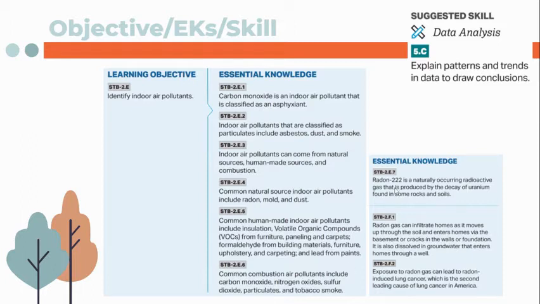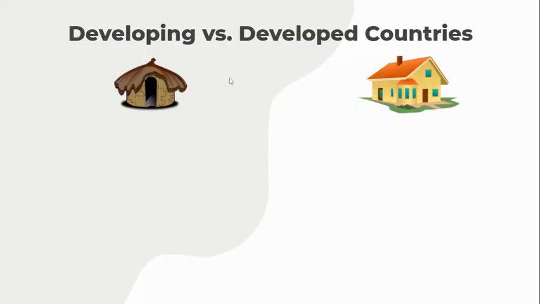Radon 222 is a naturally occurring radioactive gas that is produced by the decay of uranium found in some rocks and soils. So that's an important one. It can infiltrate homes as it moves up through the soil and enters via cracks in the basement, walls, or foundation. It's also dissolved in groundwater that enters homes as well. Exposure to radon can lead to radon-induced lung cancer, which is the second leading cause of lung cancer in America. So an essential one for us to know about.